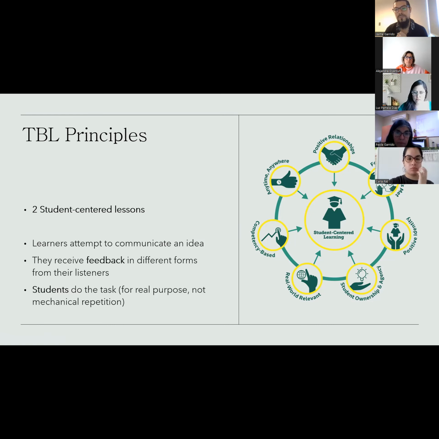So first we need to identify a task, a product that is real, something that people use language for, and it should have a purpose. Like, why am I building a poster? Why am I coming up with this summary, whatever they are producing?